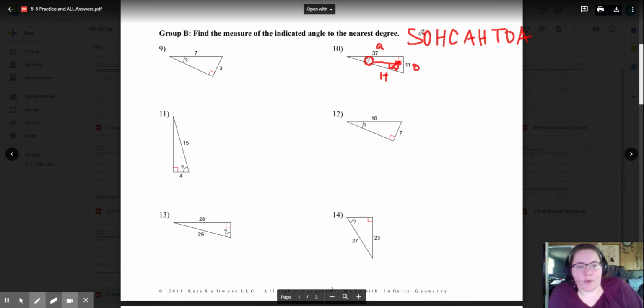Okay, so let's figure out which one we're going to use. In this case, our 37 is A, our 11 is O, so we need the one that has O and A. Well, O and A would be with tangent. So we're going to write this equation. Tangent of our angle that we don't know has to be O divided by A. So O, which is 11, divided by A, which is 37.